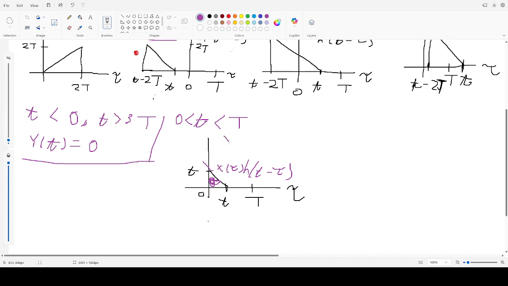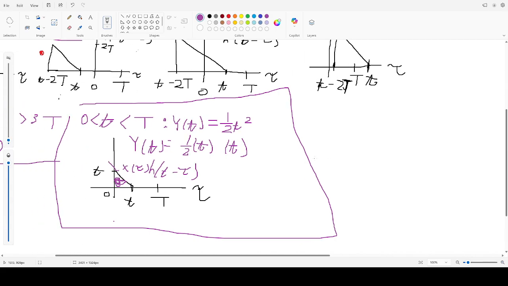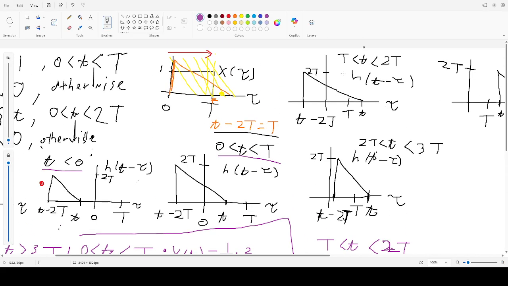Okay, so area of a triangle, we can do this geometrically, is 1/2 times the base, t, times the height, t. So for this case, y of t equals 1/2 t squared. This is really weird drawing this with a mouse, but hopefully it works. Okay, that's that case done. Next case. We have little t is between big T and 2 times big T, which is this one up here.